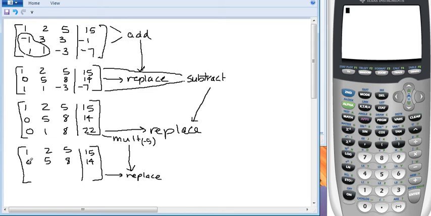So 0 times -5 is 0, which I want to keep as a 0. 1 times -5 is -5. 8 times -5 is -40. And 22 times -5 is -110. Now don't be afraid to use your calculator, right? Okay, why did I do that? Because now I can add these two rows.